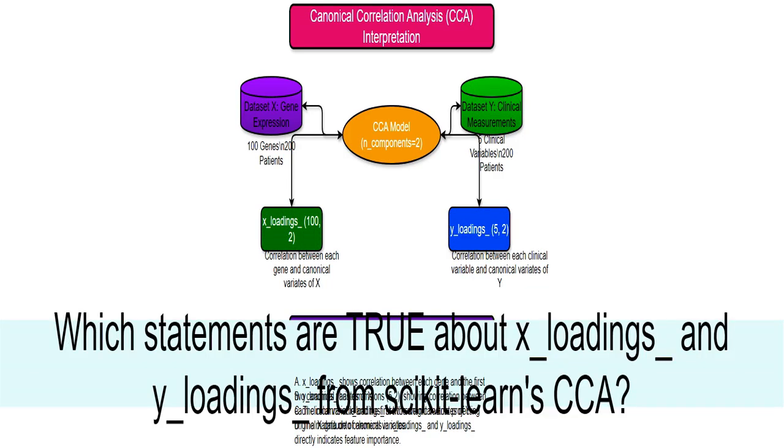This question asks to evaluate the correctness of 4 statements concerning the interpretation of x_loadings_ and y_loadings_ from a CCA model. The statements explore what the values in these attributes represent and how they can be used to gain insights about the relationships between variables in the two datasets. This is where your understanding of CCA will be critical. Think about what CCA does and what its outputs mean to effectively tackle this.